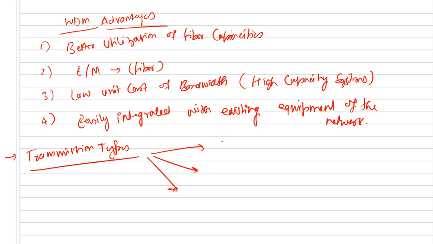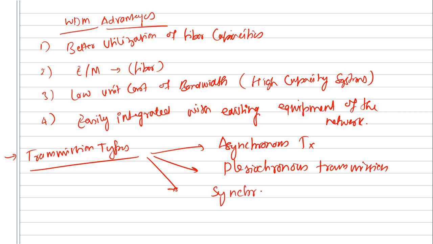So one is called asynchronous transmission. Then we have Plesiochronous transmission. The last one is called Synchronous. Now asynchronous, let's take one by one.